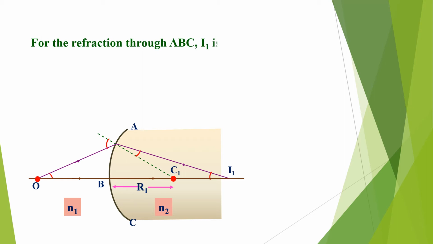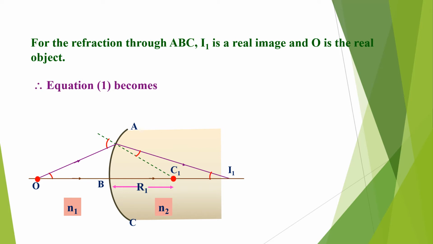So for the refraction through ABC, I1 is a real image and O is the real object. Equation 1 becomes n2 by BI1 minus n1 by OB is equal to n2 minus n1 divided by BC1. This is equation 2.